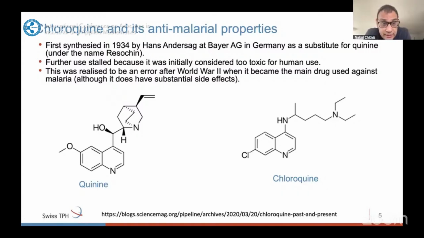It was initially stalled because it was considered too toxic for human use, but then it turned out that it's actually not. So it does have side effects, but it's not as dangerous as previously thought, and far less dangerous than quinine. So around the mid-20th century, we had very good treatment for malaria.